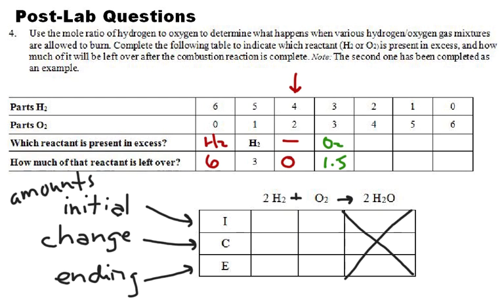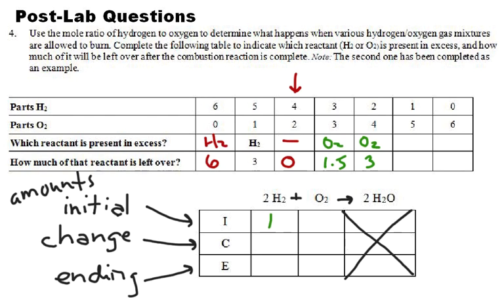Let's try the next one. 2 hydrogens and 4. Now again, you can see that the hydrogen is what's going to get all used up. And we say 2 is to 1 as 2 is to 1. So we'll have 3 left over. So we look at oxygen left over, and 3 of them are going to be left over.